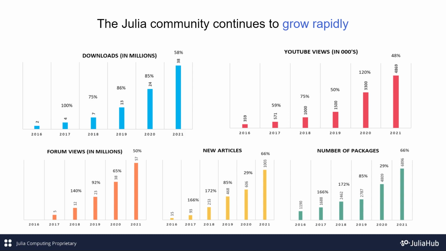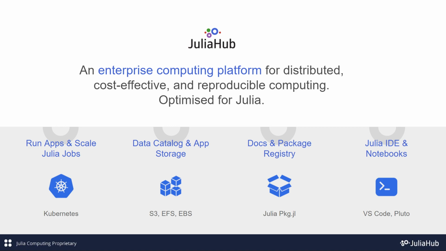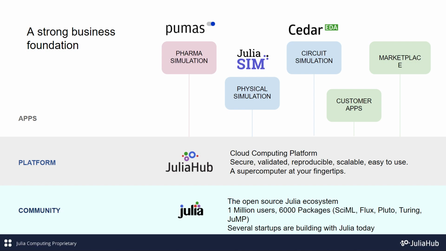started Julia Computing. And the foundation of Julia Computing is JuliaHub, an enterprise computing platform for distributed, cost-effective, and reproducible computing. JuliaHub offers an unparalleled Julia development experience and provides frictionless scaling for industrial problems. Julia Computing has additional applications on top of this foundation for a variety of fields. Here, we will take a look at JuliaSim for physical simulation.